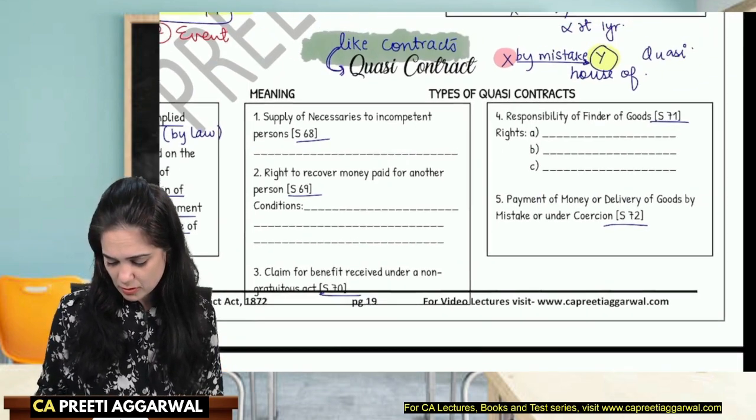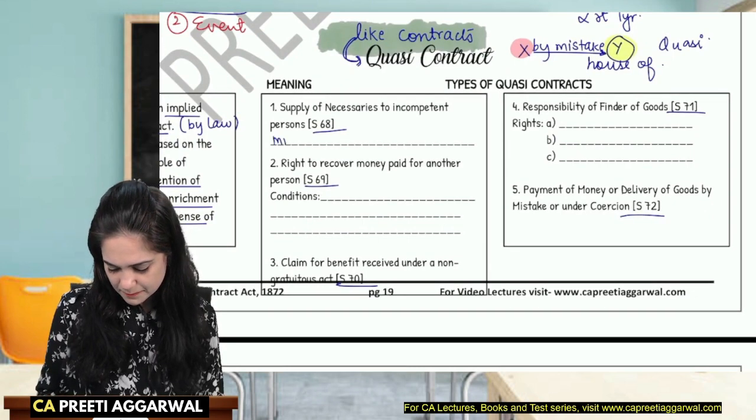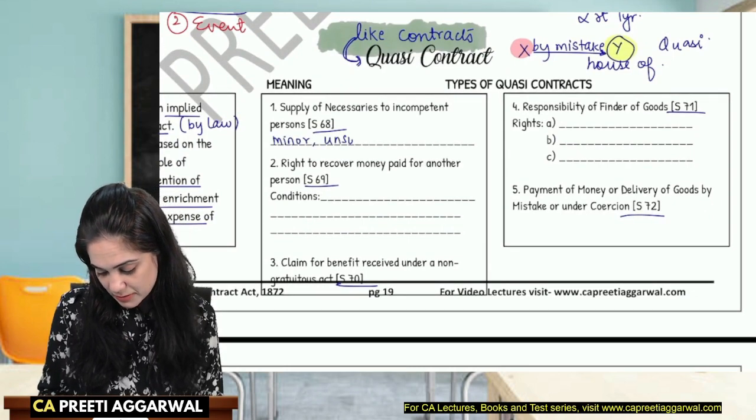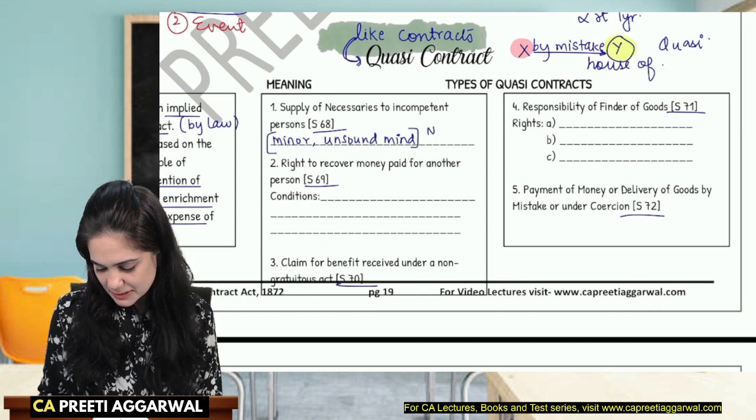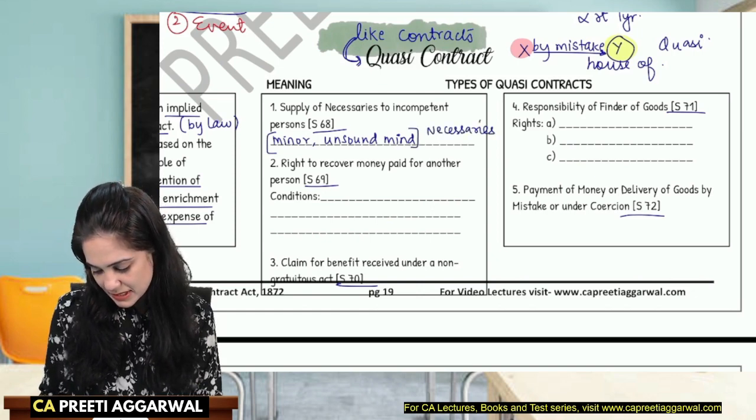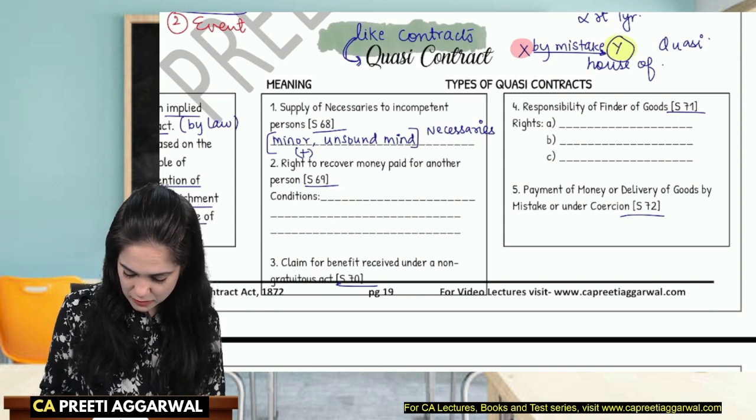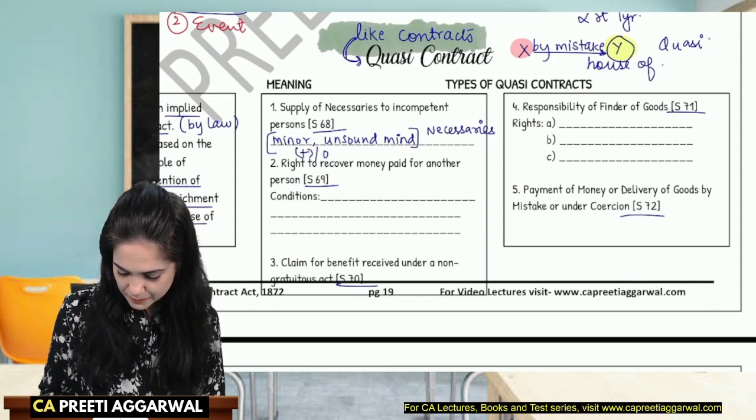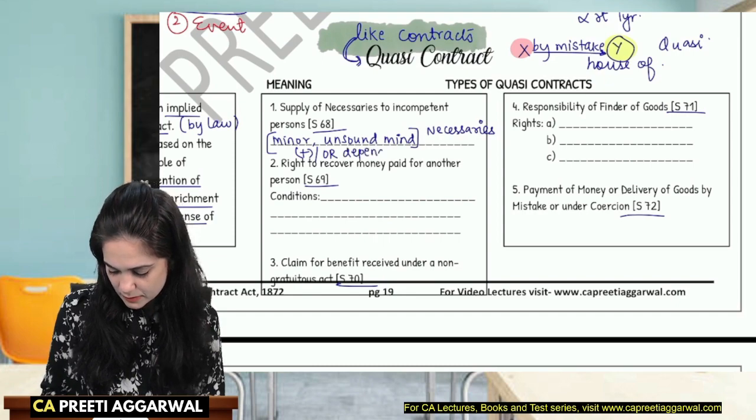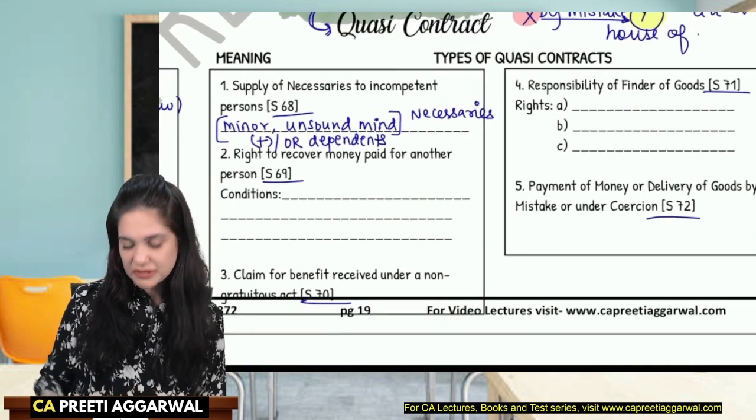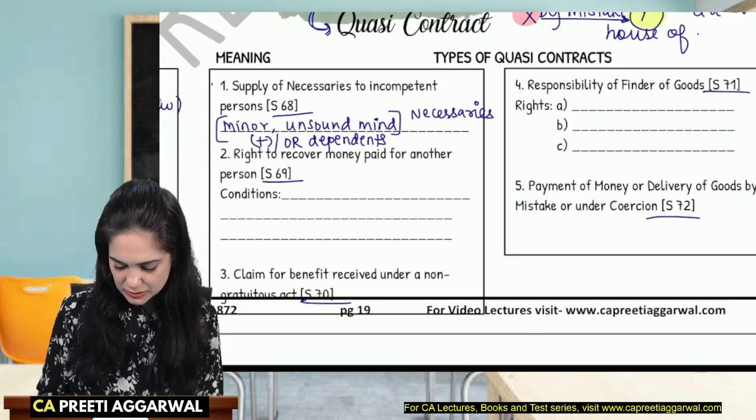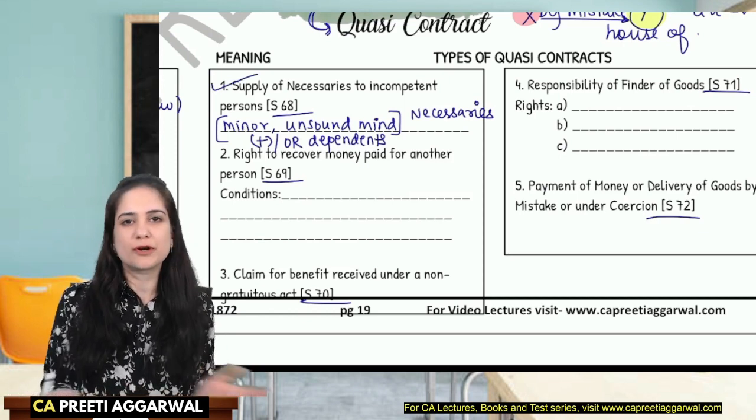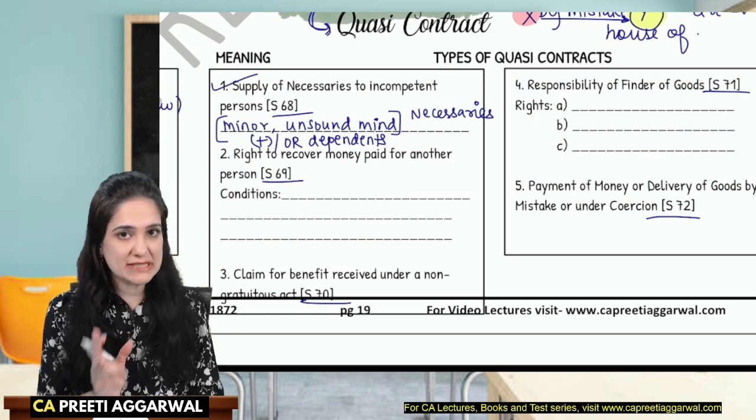See, now, although an incompetent person like a minor or a person of unsound mind is not competent to contract, what if necessaries are supplied to a minor, or to any of their dependents? Then recovery is possible from the property of the minor. Now, this is a quasi contract because, anyways, he is not competent to contract, but even then, it is considered as a valid contract only for necessaries.